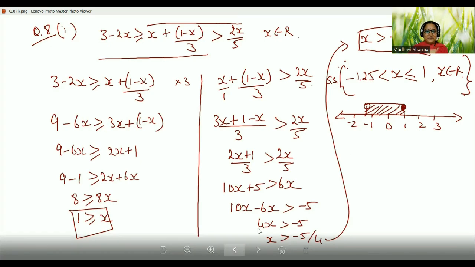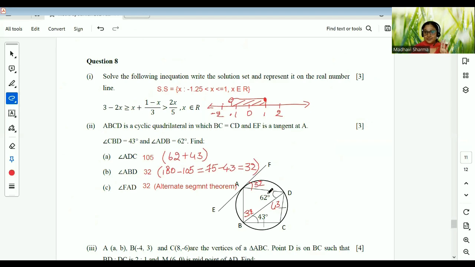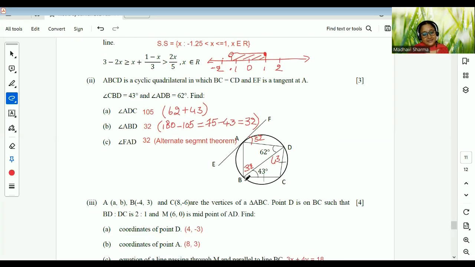Let's move ahead. Again, the third sum from circles. Cyclic quadrilateral ABCD, where BC is equal to CD, isosceles triangle. Immediately it should strike you. EF is a tangent, so the alternate segment theorem should come somewhere. CBD is 43 and ADB is 62. Find ADC, the big one.